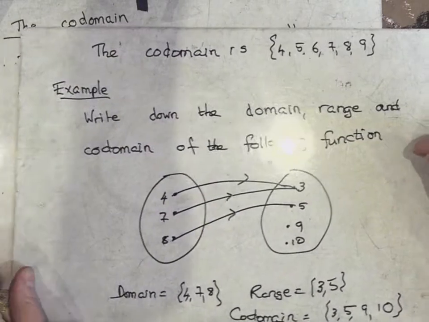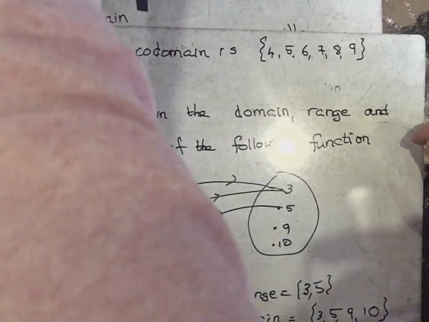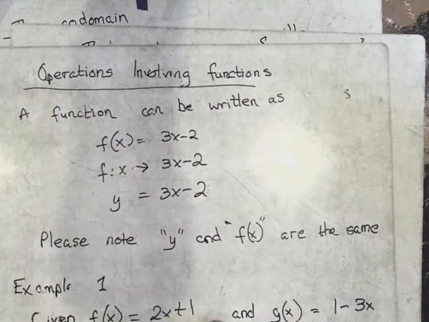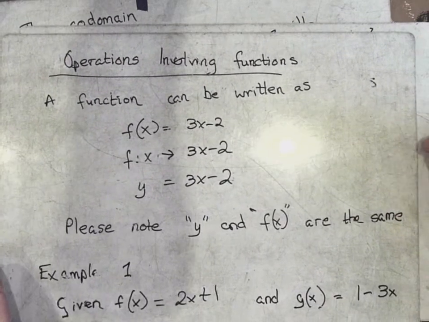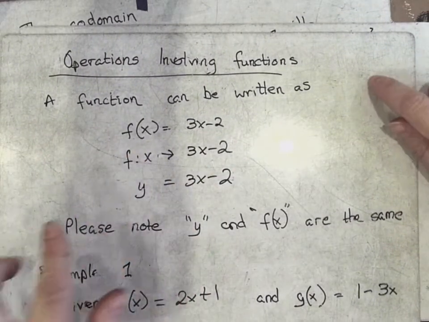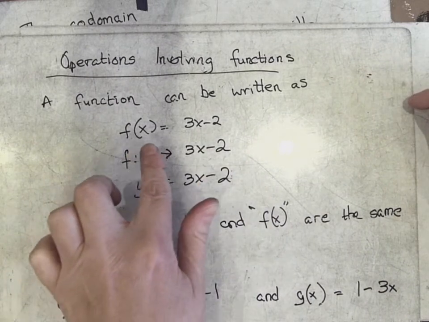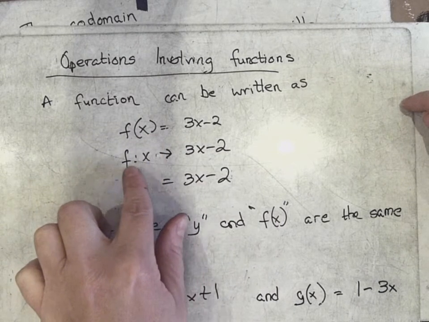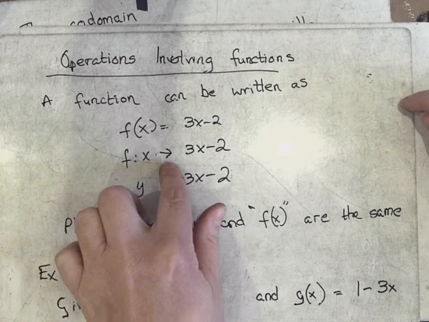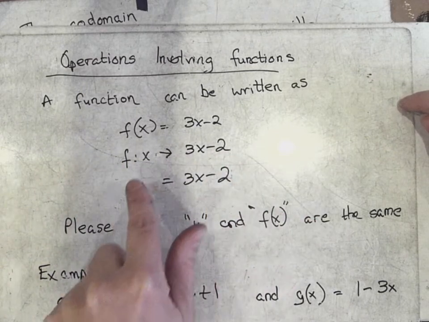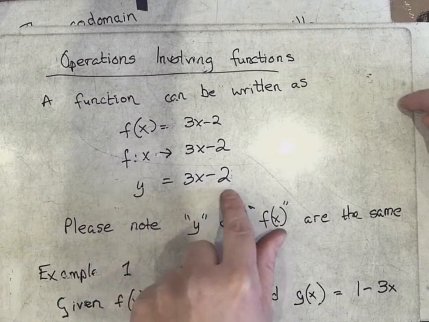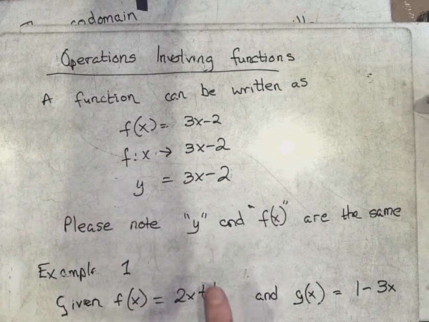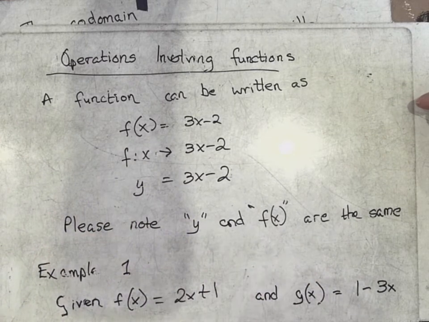Okay, the next thing I want to talk about is operations involving functions. Okay, so just first off, how you might see functions written. A function can be written as, say, 3x minus 2 is a function. They'll write f of x equals 3x minus 2. Sometimes they mightn't have any brackets and they'll use a colon instead. So f of x, instead of an equals, they might use an arrow. It all means the same thing, 3x minus 2. Sometimes they call it y equals 3x minus 2. So please note that y and f of x are the exact same thing. So you can replace f of x with y anytime you see it.